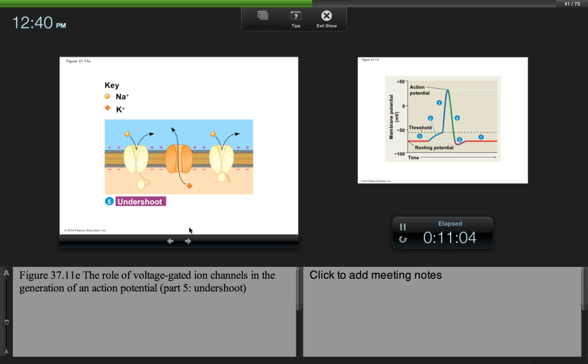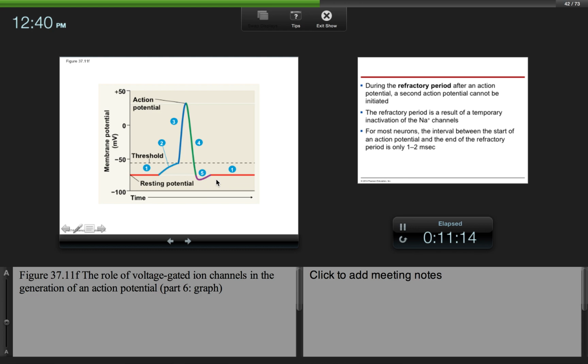Okay, so here's your undershoot where your potassium channels stay open. They have increased permeability, but eventually they will close and you will level back off at the resting potential. So looking at this graph, let's just go over again what's happening at each step. Step 1 is our resting potential, between negative 60 and negative 80 millivolts.